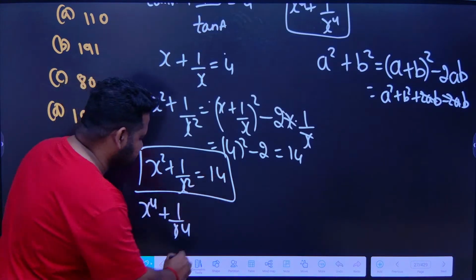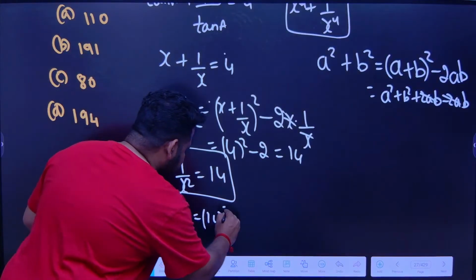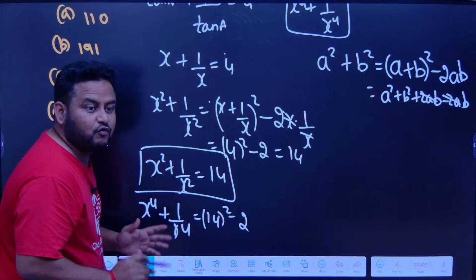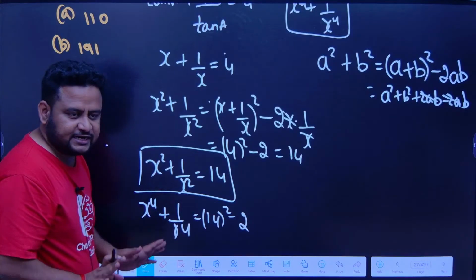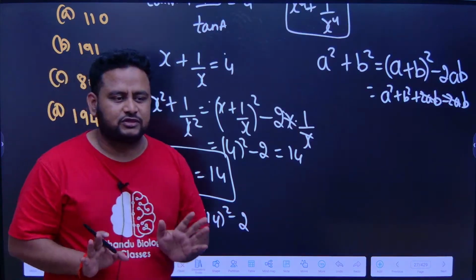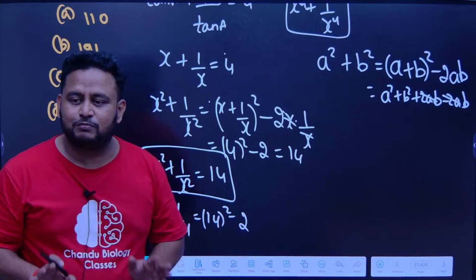This will become 14 square minus 2. 14 square is 196. It is mandatory that you should know the tables up to 30, squares up to 30, and cubes up to 20.